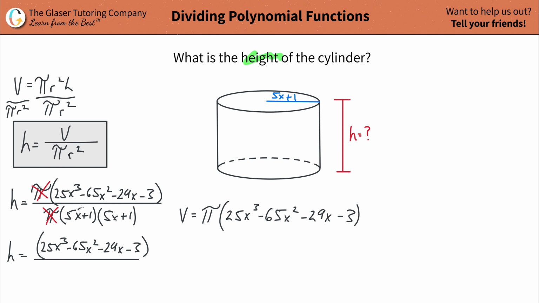Anyway, 5x times 5x is going to be 25x squared.